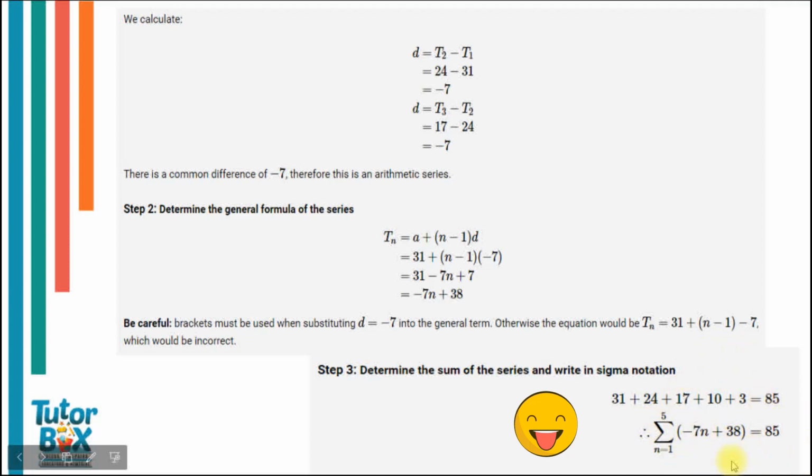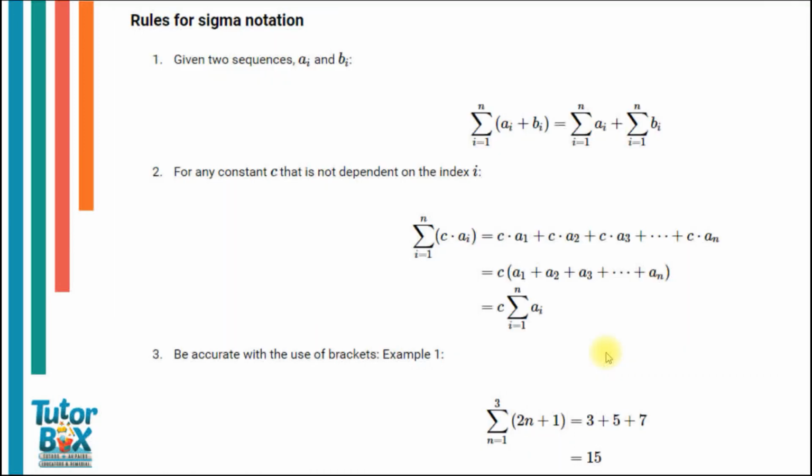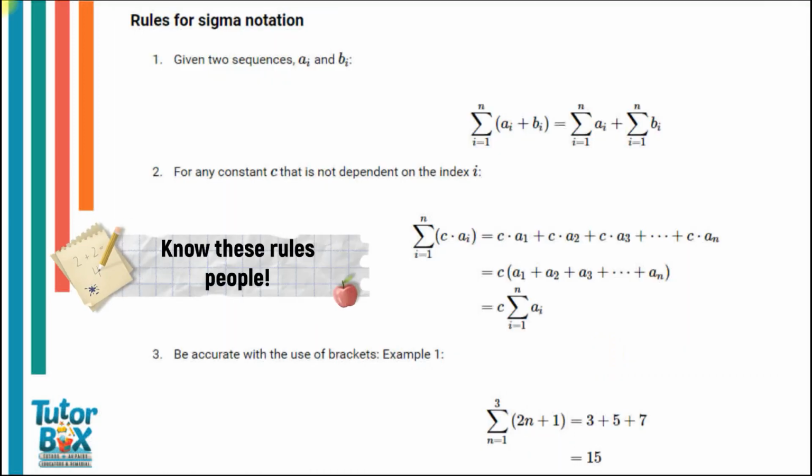So you put your general term, your general formula there, and then you sum it from the first term to the fifth term, in this case, because there are 5 terms: 1, 2, 3, 4, 5. So you're ending with 5 there, starting with n is 1, and then you put your general term that you worked out here, and then that will be equal to 85. Okay, so these are the rules for sigma notation.